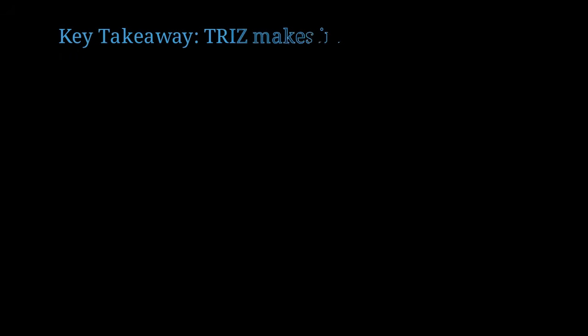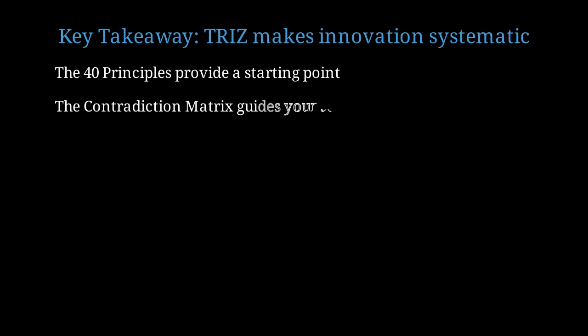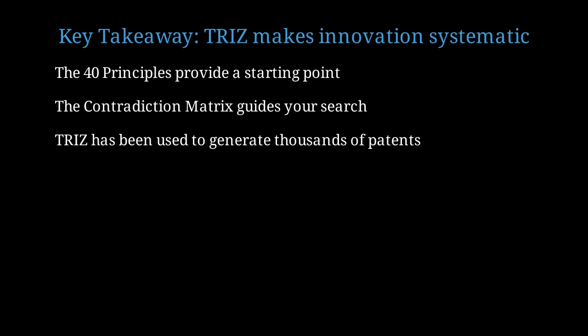The key takeaway from TRIZ is this. Innovation doesn't have to be random or rely on genius. It can be systematic, learnable, and repeatable. The 40 inventive principles give you a structured approach to generating solutions. When you face a tough problem, you can methodically try different principles. The contradiction matrix helps you focus on the most promising principles for your specific situation, saving time and effort. TRIZ has been used by companies worldwide to generate thousands of patents and solve problems that seemed impossible using conventional methods.